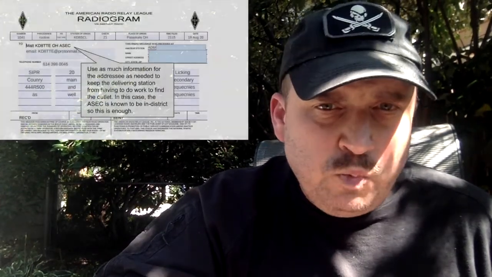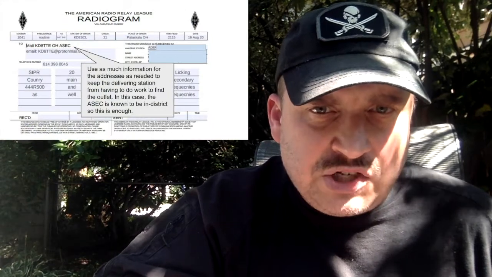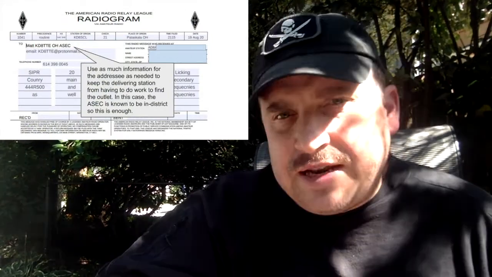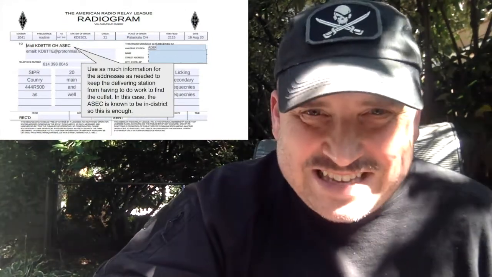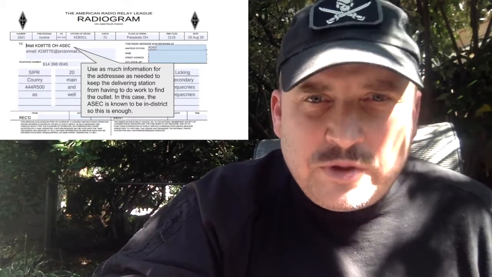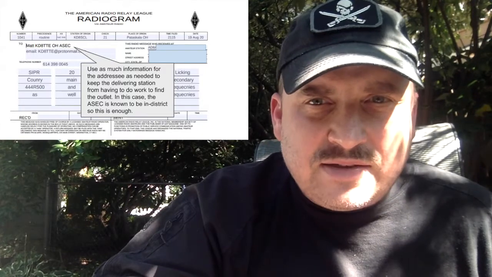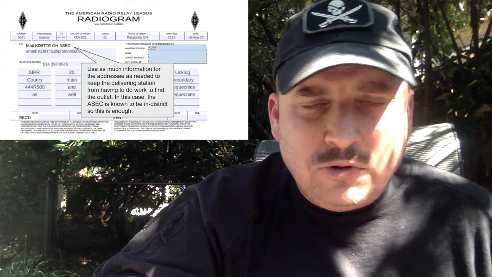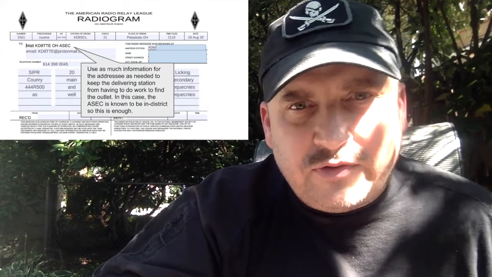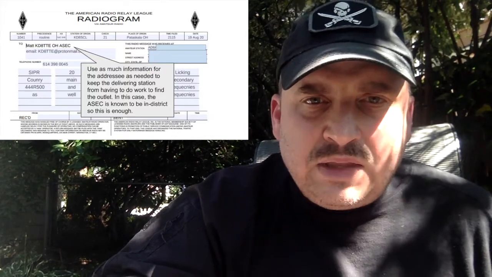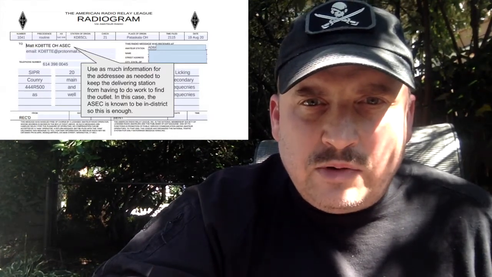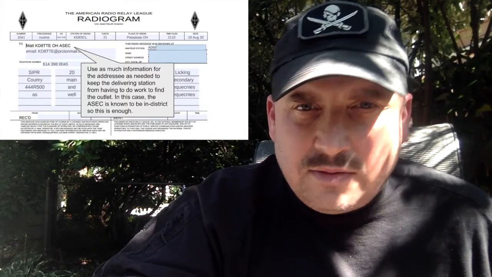Moving on to the addressee, or the "to" section of the radiogram, we want to make sure that there is as much information as necessary so that a delivering station is able to get the message to the addressee without having to do a lot of extra work. You shouldn't make the delivery station go look up a phone number or figure out some way to get it somewhere. As much information as you have that will help that delivery to be made, that's what you should put in there.